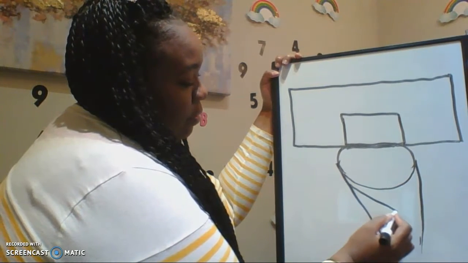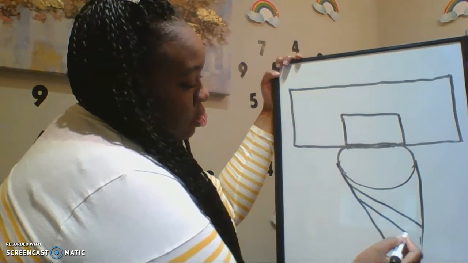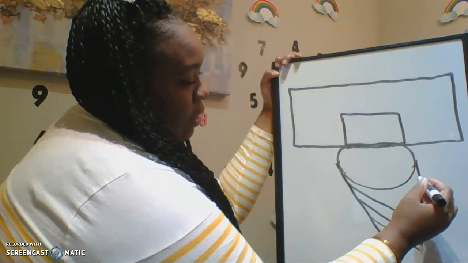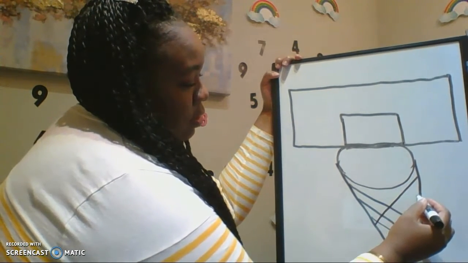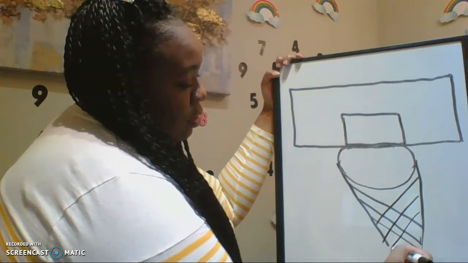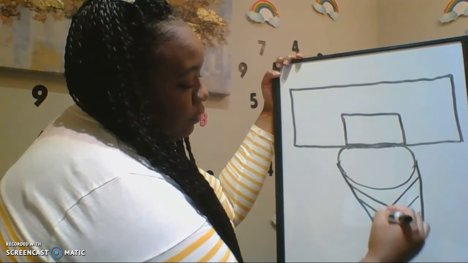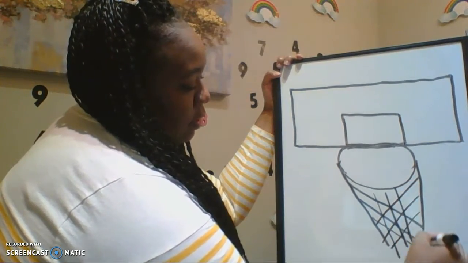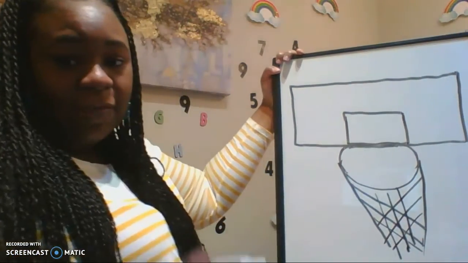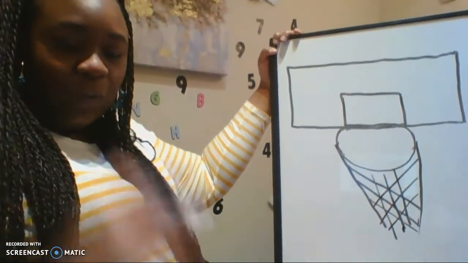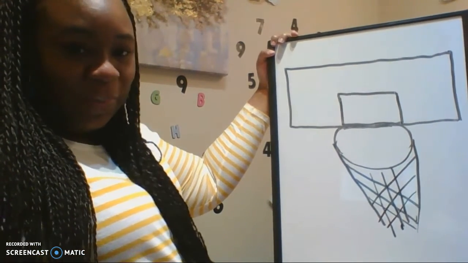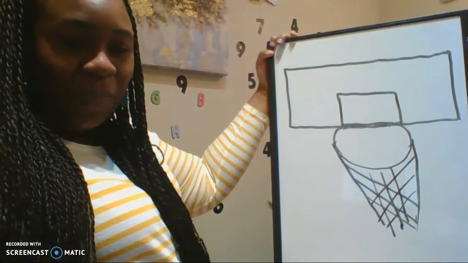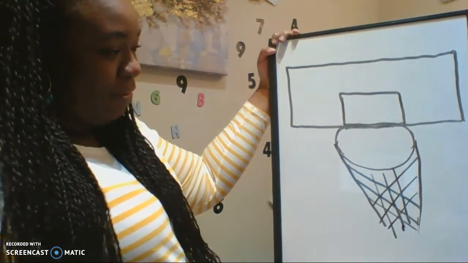So here, I'm going to make 1, 2, 3, and then I'm going to make slanted lines this way. 1, 2, 3. And then I'm going to make straight. 1, 2, 3. And there we have a basketball goal, okay? Now, this is Miss Charles's best. I did the best that I could, and I'm not a perfectionist, but I drew my basketball goal.